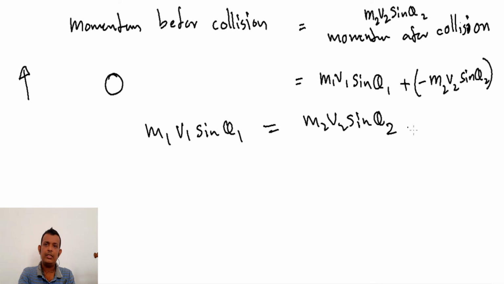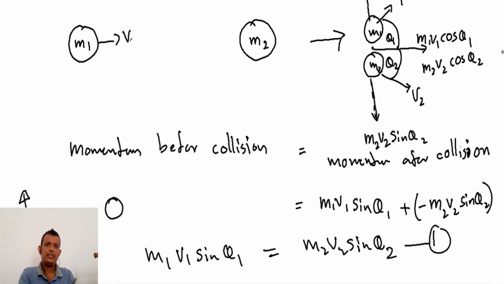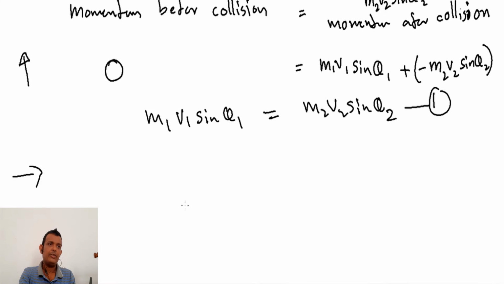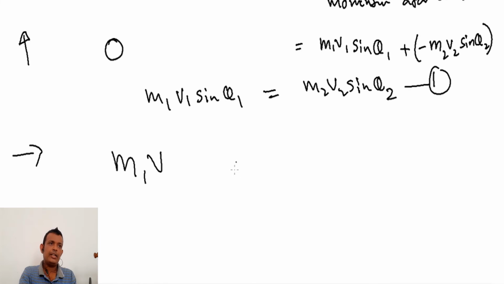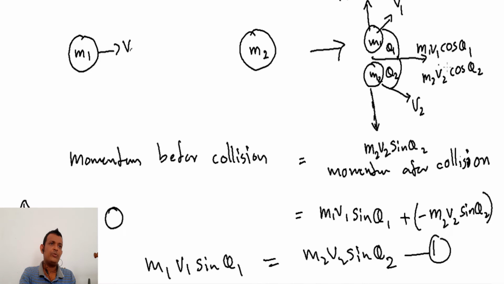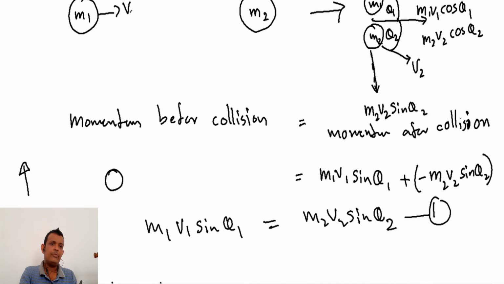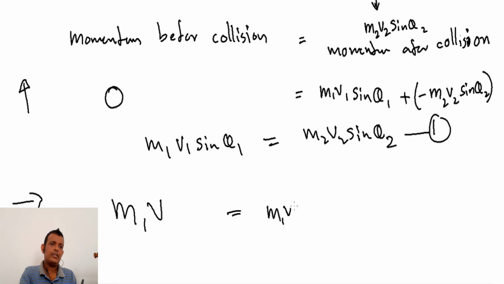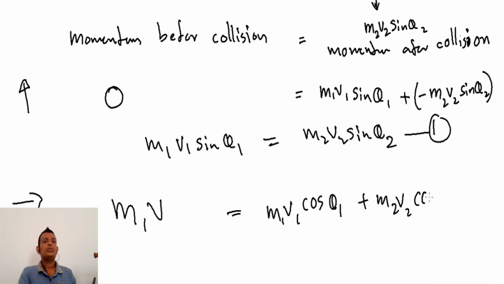Let's consider the horizontal momentum. Initially there was a momentum, m1 v, right? After the collision we have two momentums. One is m1 v1 cos theta 1, the other is m2 v2 cos theta 2. So I write m1 v = m1 v1 cos theta 1 plus m2 v2 cos theta 2. Both are additions because they are in the same direction. So this is my second equation.